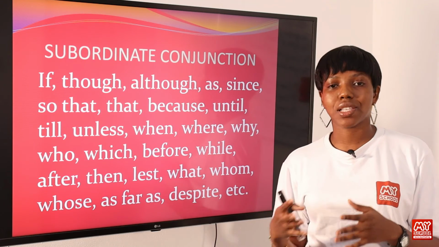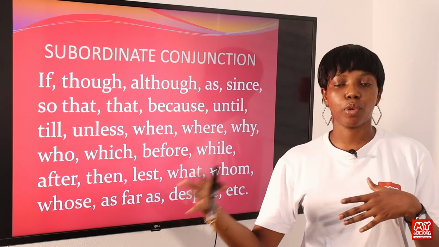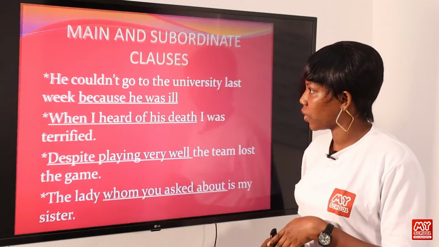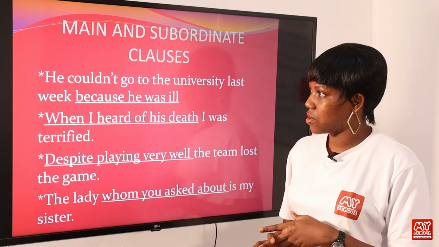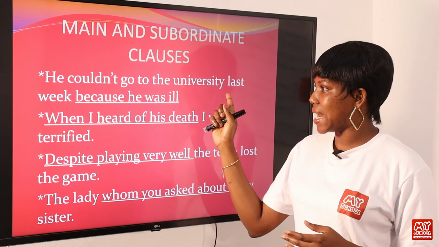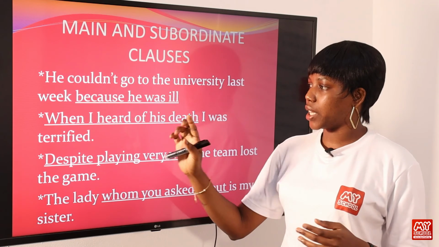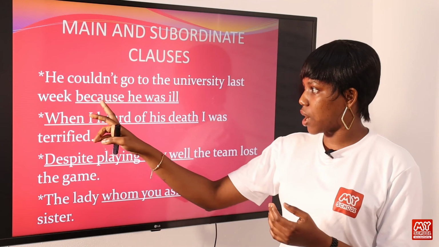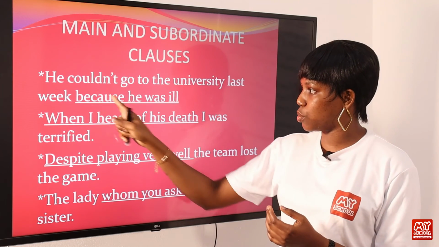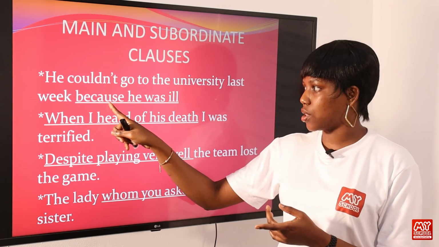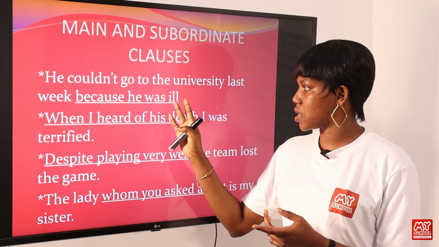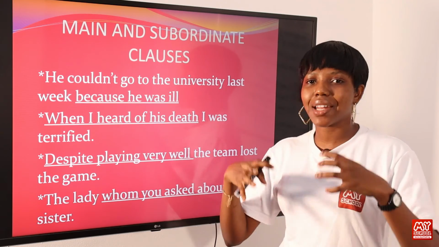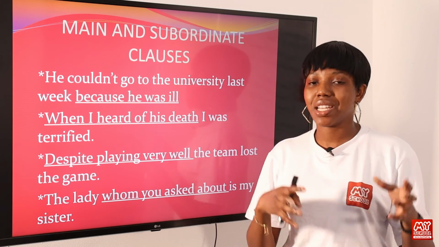Okay, now let's take a look at more examples of the main clause and the subordinate clause, or the independent clause and the dependent clause. Okay, so we have sentences here. So number one, he couldn't go to the university last week because he was ill. Now you can see that the subordinate clauses are underlined in these examples. So we have the subordinate clause here introduced by a subordinate conjunction, "because." So it doesn't express complete meaning, "because he was ill." It's not complete, but "he couldn't go to the university last week" alone can stand on its own, and so it is an independent clause.